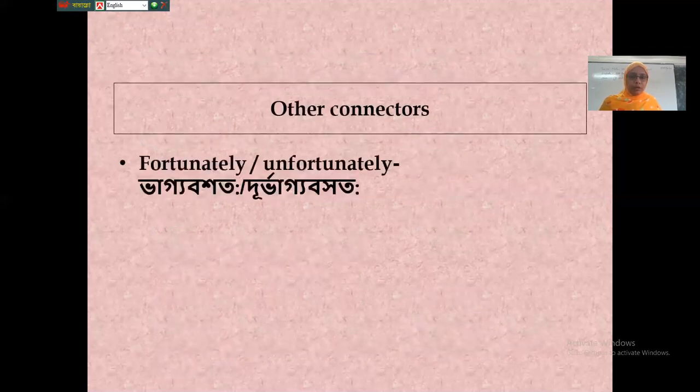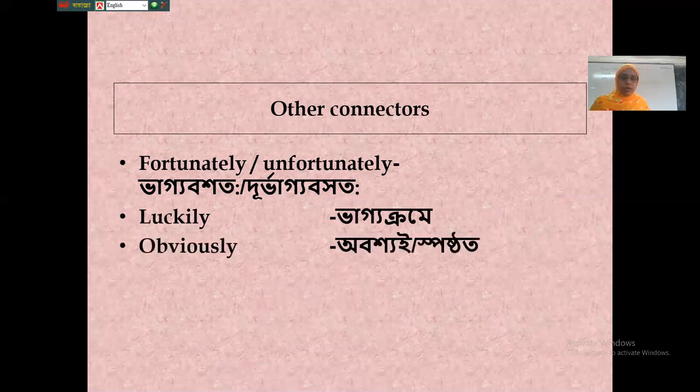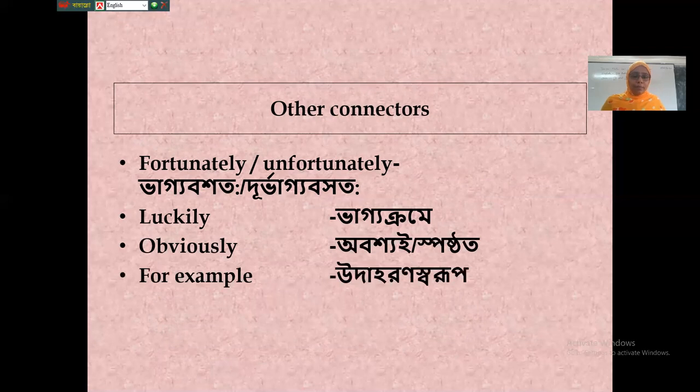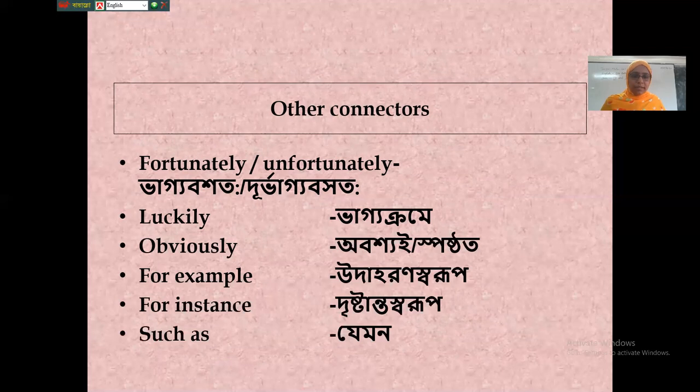Other connectors: fortunately or unfortunately, likely, obviously, for example, for instance, such as. Students will learn many connector words and their meanings. I think you learn more and more connector words and their meanings.